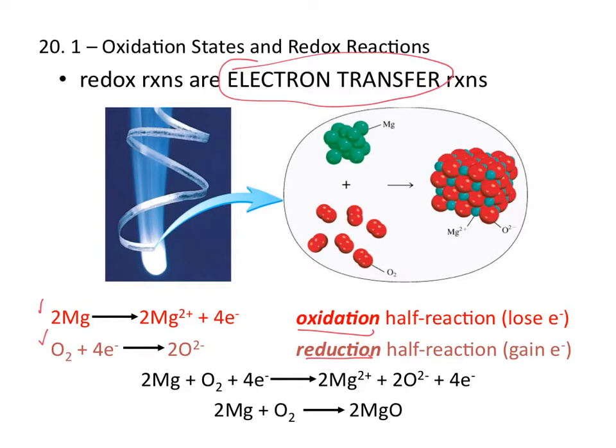If we look at this example, we have magnesium, which is in its 0 oxidation state, a metal state, going to its +2 charged oxidation state. So this magnesium has gone from a 0 oxidation state to a +2 oxidation state. So it has lost electrons. Notice the electrons here are being shown as being lost.